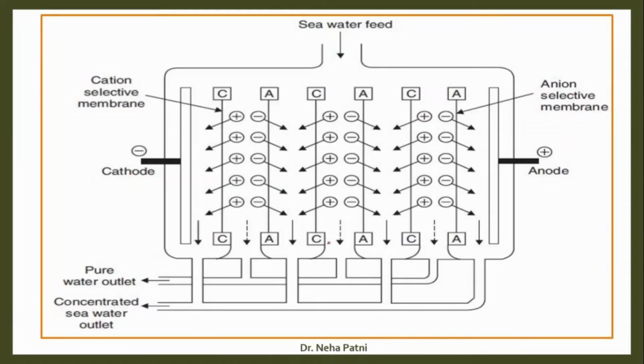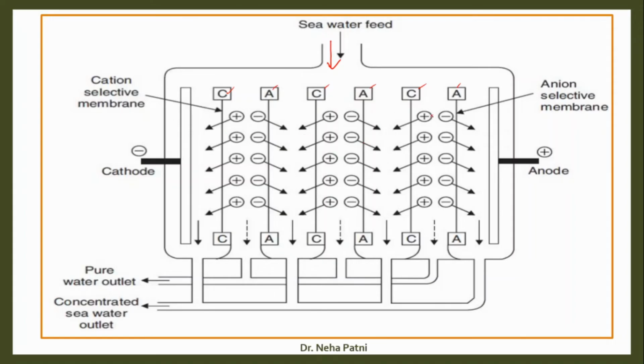Let me explain it one more time. Like cathode and anode you have joined, right? You allow your seawater to pass through it. Now you have cation selective and anion selective membranes, used in an alternating fashion. Now what happens after some time? The cation is allowed to pass here, but is not allowed to pass here, so it will remain here, right? And the anions are allowed to pass through it, like cations will start moving towards the cathode.